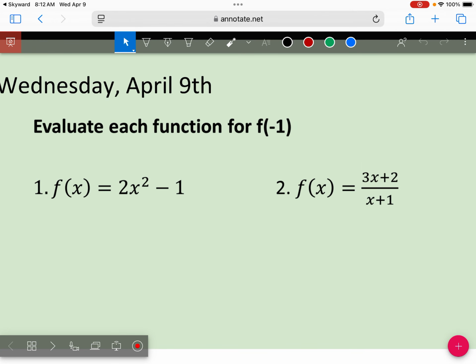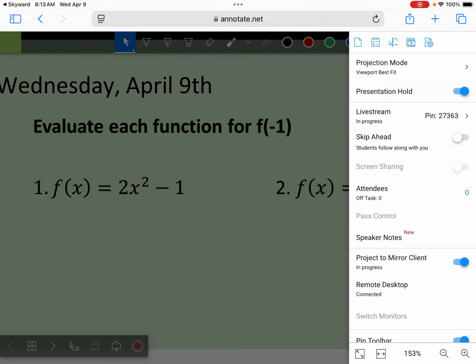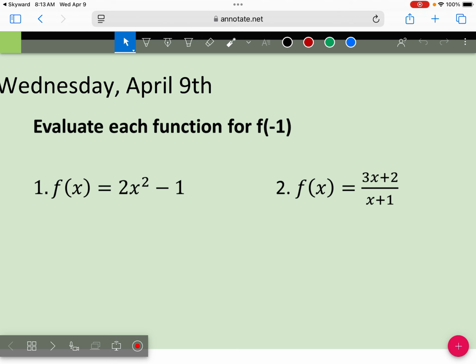Take a minute. I'm going to freeze my screen. You do it, and we'll see if we agree, if we get the same answer. So you're substituting in a -1 in both functions.